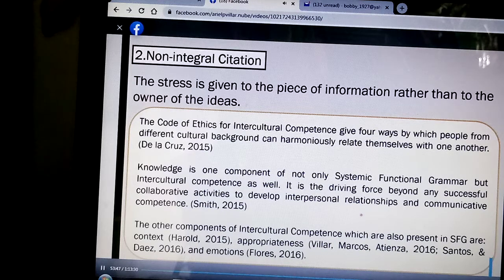But if it is inside the parenthesis, inside the parenthetical citation, you are using the symbol of the ampersand. Ampersand po ang tawag dito. So you are using and in the form of a symbol if it is inside the parenthesis in the non-integral citation. If it is the integral citation, the and should be spelled as A-N-D.